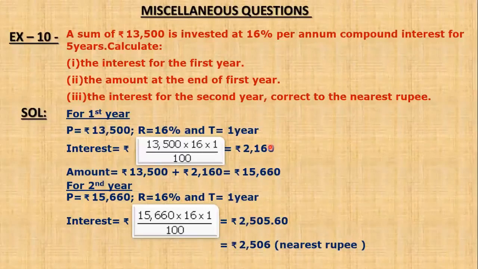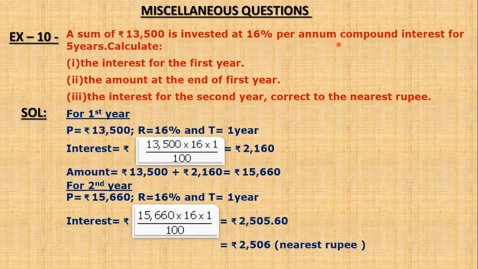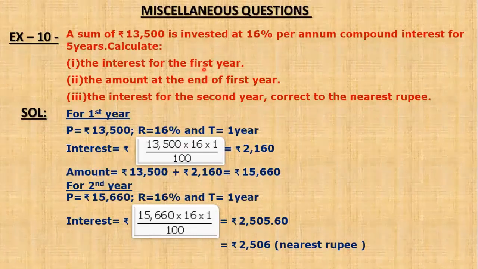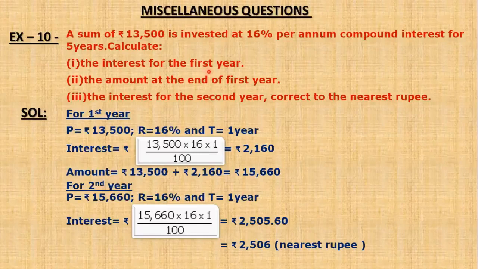The time for some miscellaneous questions. Example, a sum of rupees 13,500 is invested at 16% per annum compound interest for 5 years. Calculate the interest for the first year, amount at the end of first year, and the interest for the second year correct to the nearest rupee. So we have three parts here, and they are asked for particular year, not for 2 years, not for 3 years. So here we are going to solve this question using steps.